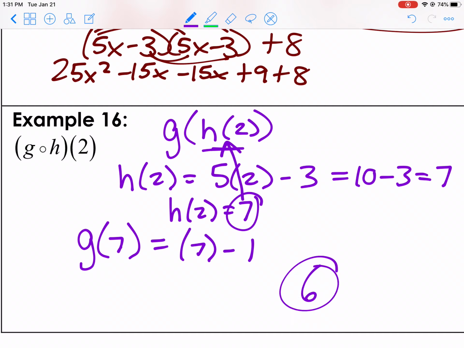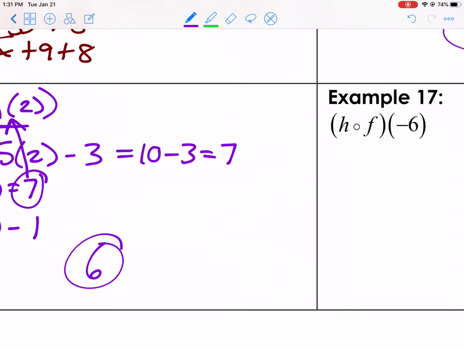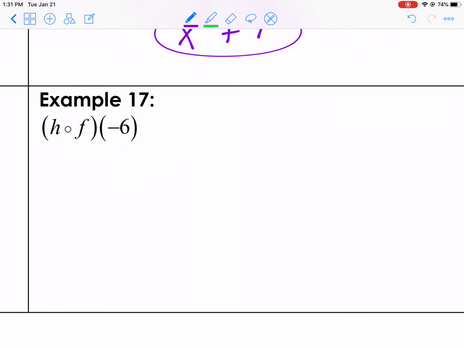So I'm sort of doing two things, right? I'm doing h of 2, and then whatever answer I get in there, I plug it into the g function. Sort of like, let's see, can't think of a word for it. Oh, like a scavenger hunt, where you go to one place to find one thing and then take that somewhere else to see what's next. That's sort of what we're doing here.